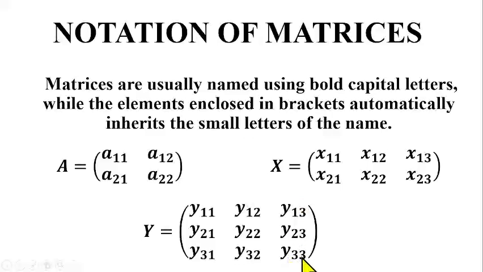Do we understand that? This element is in the third row, third column. That's why you're having Y33. This element here is in the second row, second column. That's why you're having Y22. This element is in the first row, first column. We have Y11.